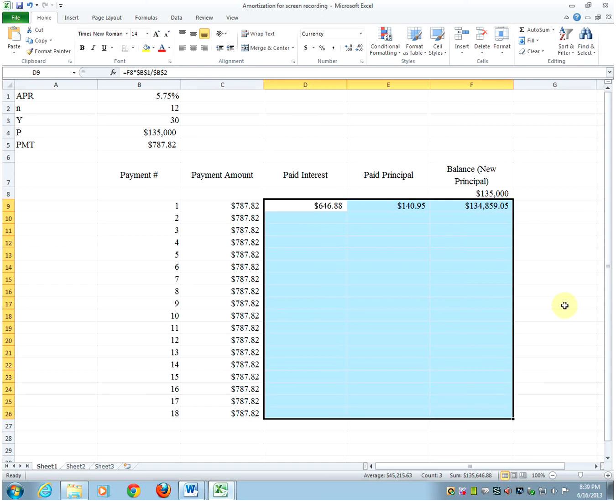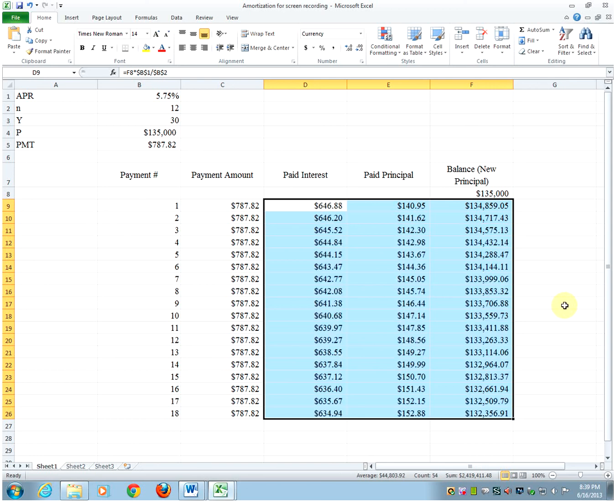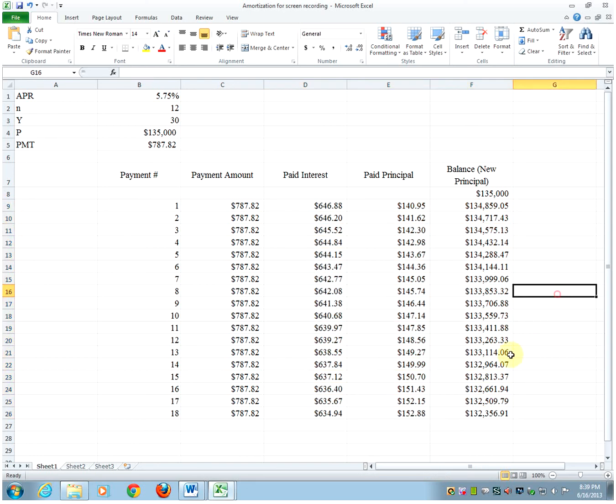Now, once you've entered your formulas once, that's it. Now notice how I've highlighted the remainder of that rectangle. I'm just going to hit Control D, and obviously this was not for 30 years. I only went 18 months, which is a year and a half. But you can see things changing over time.